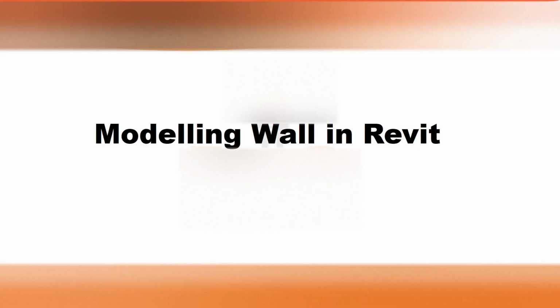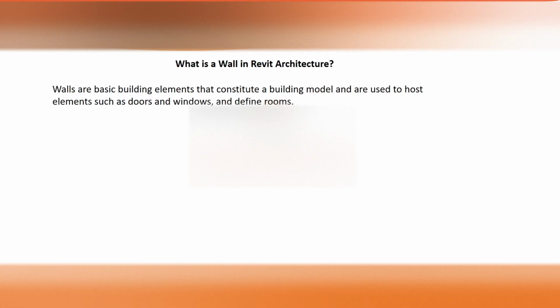Welcome back. In today's session, we will see how we can create a wall in Revit. So first of all, what is a wall in Revit architecture? Walls are basic building elements that constitute a building model and are used to host elements such as doors, windows, and to define the rooms.